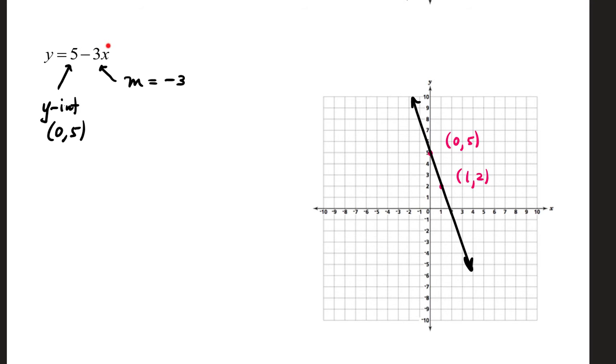You can always check if you let x be 1. 5 minus 3 times 1 is 2. That is definitely the y value. Plot your 2 points and connect with a line. Always plot your y-intercept first, and then use your slope as directions to a second location before you connect.